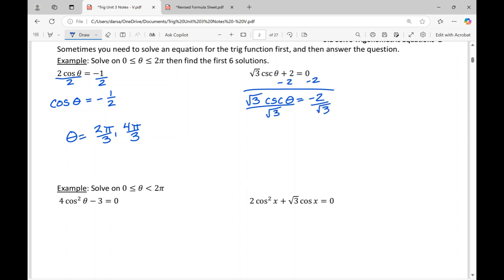Now, it would be tempting here to rationalize this square root, but don't rationalize anything until you have done the reciprocal and you have either a sine, a cosine, or a tangent. So cosecant is the reciprocal, or the upside down, of sine. So we'll take the reciprocal of the left by making it a sine, and we will take the reciprocal of the right by flipping the fraction over. Now you can see we have a unit circle number: sine theta is negative square root of 3 over 2.